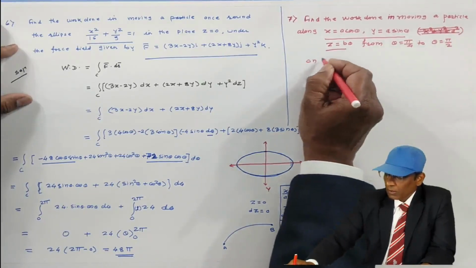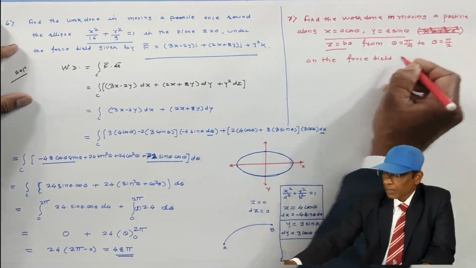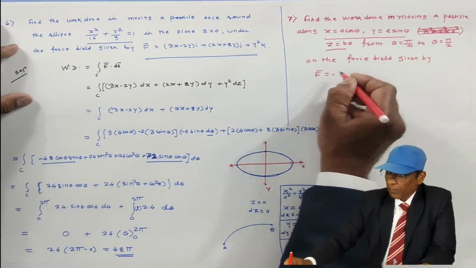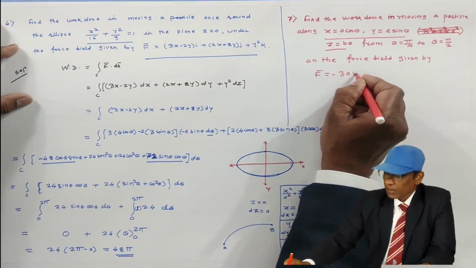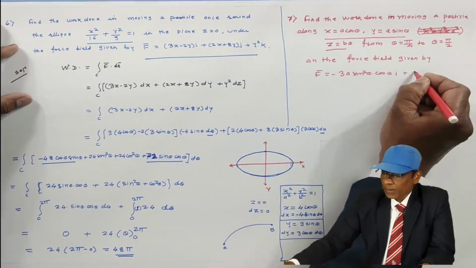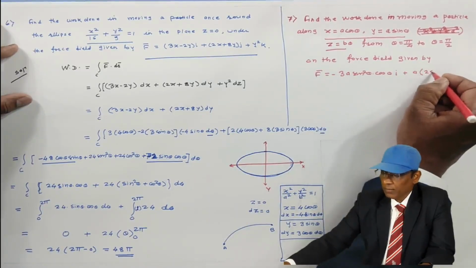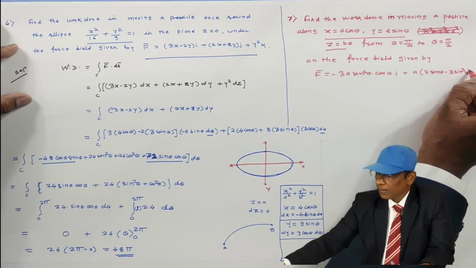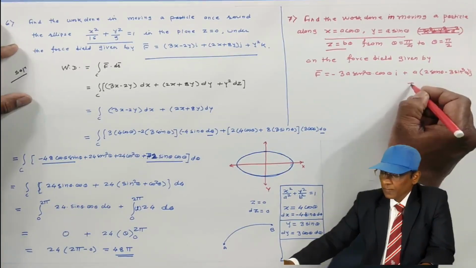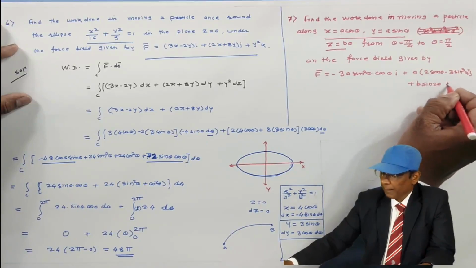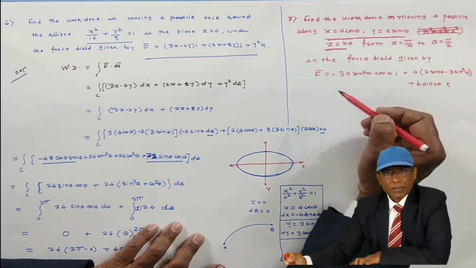On the force field given by F equals minus 3a sin square theta cos theta i plus (a 2 sin theta minus 3 sin cube theta) j, I am writing here, plus b sin 2 theta k. We will solve this problem in the next lecture.